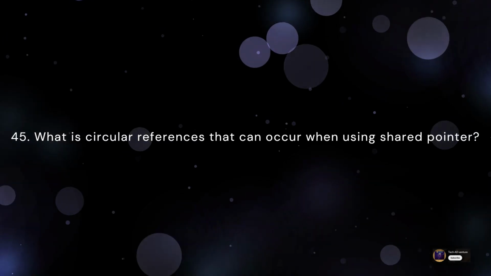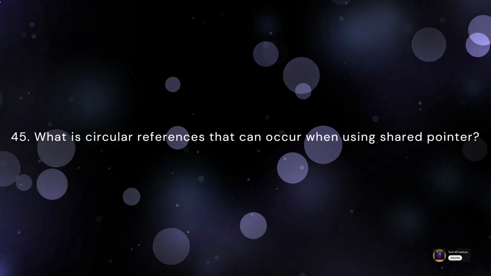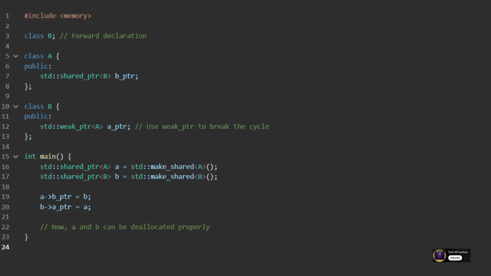45. What are circular references that can occur when using shared_ptr? Circular references are a common pitfall when using shared_ptr in C++. A circular reference happens when two or more shared_ptr instances refer to each other, creating a cycle. Because shared_ptr uses reference counting to manage memory, this cycle prevents the reference count from ever reaching 0, so the memory is never released, causing a memory leak.